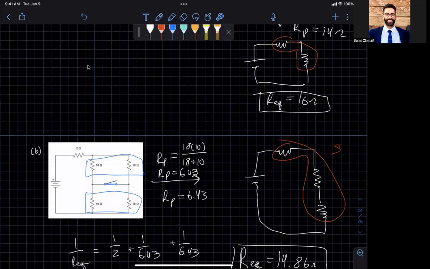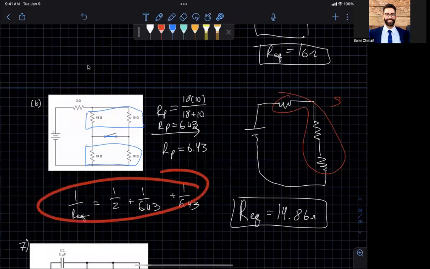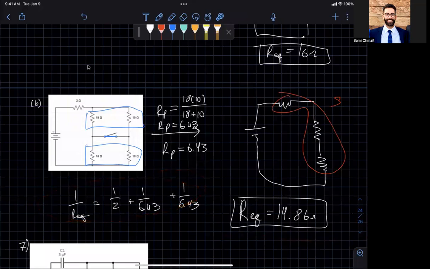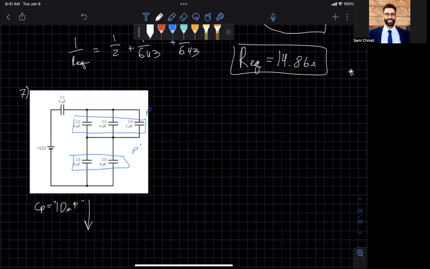Now looking at part B, we have a switch that is closed. Now that we have a junction separating two circuit elements, they're now in parallel. With them in parallel, we have to do the inverse addition for both of these circuit element pairs. We then get a diagram in which they're all in series. You do that long inverse addition, and you end up with REQ. So we have parallel up here and parallel up here. And for looking at CP prime, again, we just need to add them all up.